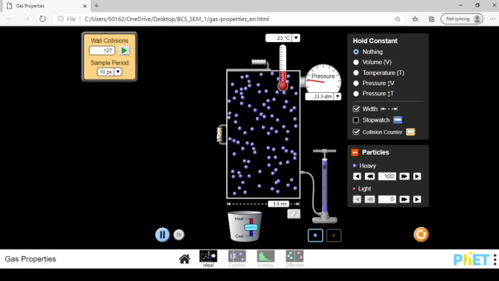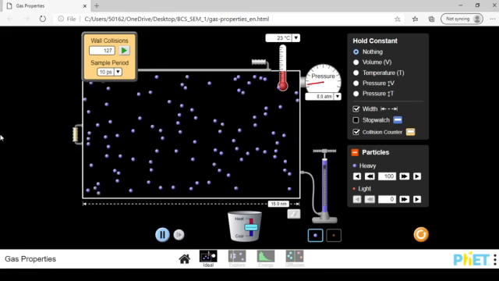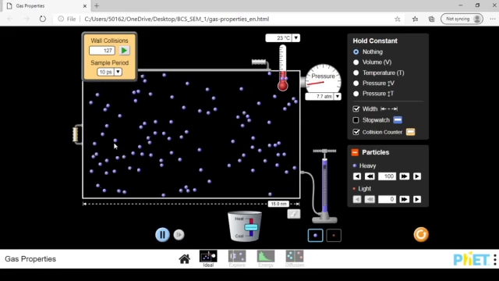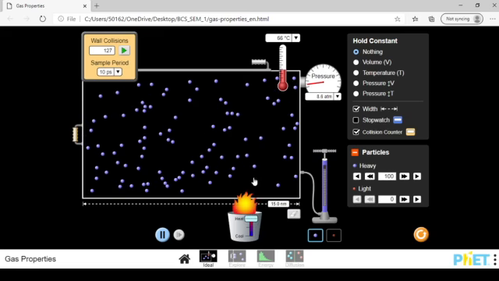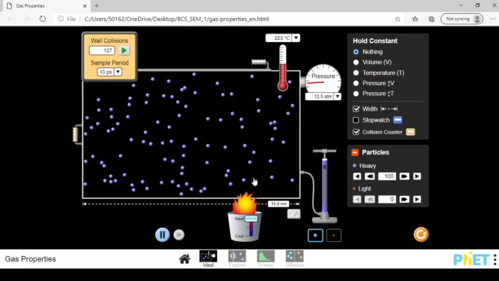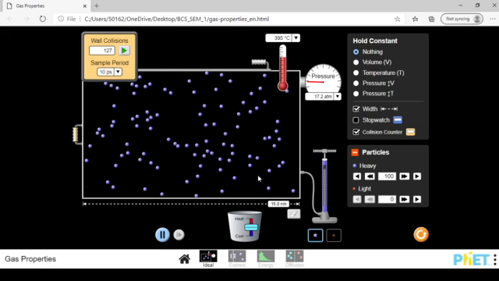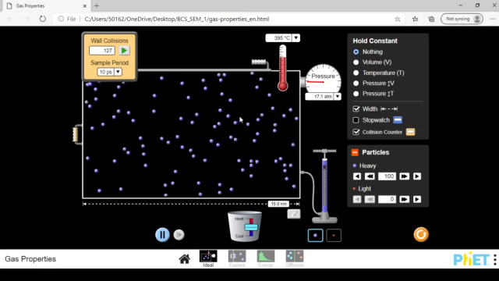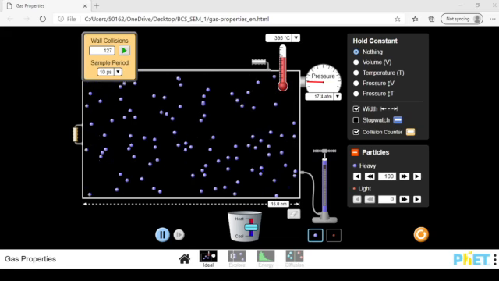So look at the pressure. I'm going to increase it and the pressure falls drastically. I'm going to add on some more heat and the pressure starts to increase because the particles start getting much more kinetic energy. So that is how particles behave. Okay, so that is the basic introduction to particles.